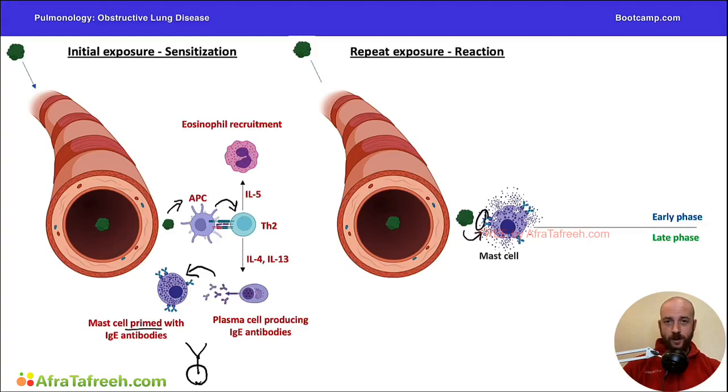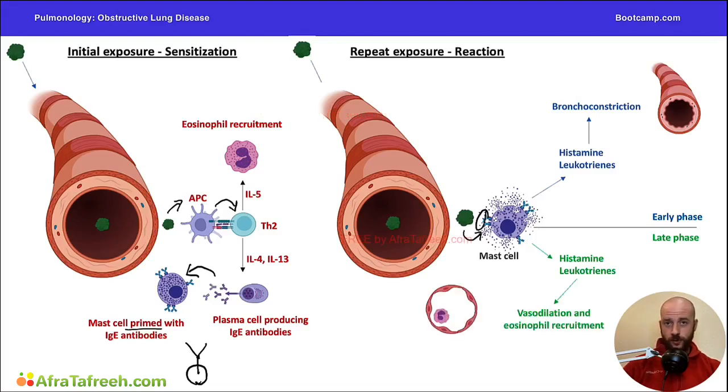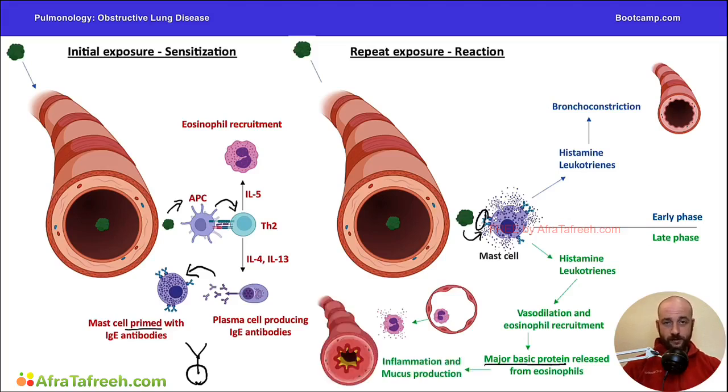The main degranulation products that mast cells release are histamine and leukotrienes, and recall from the beginning of the video that we said these were two mediators involved in bronchoconstriction, and that's what's really occurring in the early phase: bronchoconstriction. In the late phase, or hours later, the histamine and leukotrienes are going to result in vasodilation and eosinophil recruitment. And the eosinophils are going to squeeze out of nearby blood vessels and enter into the airways, and there they're going to release something called major basic protein, and you can kind of think of major basic protein as the main weapon of eosinophils. And the release of major basic protein from the eosinophils is going to result in inflammation and mucus production, which is really what's occurring in the late phase.